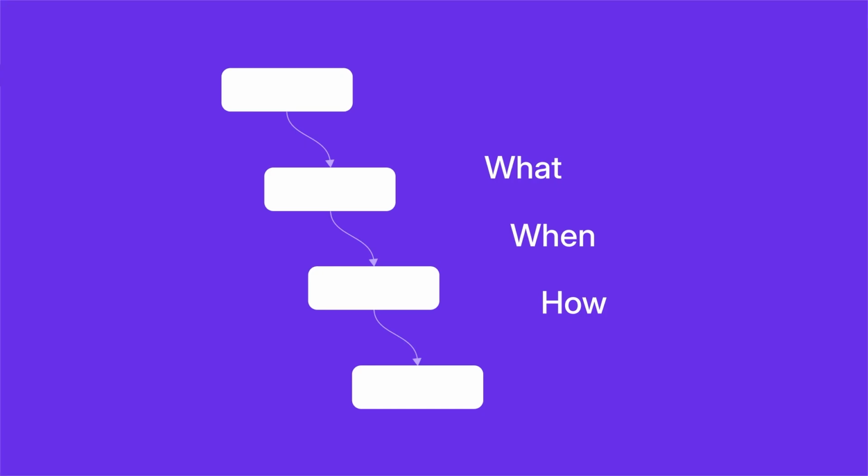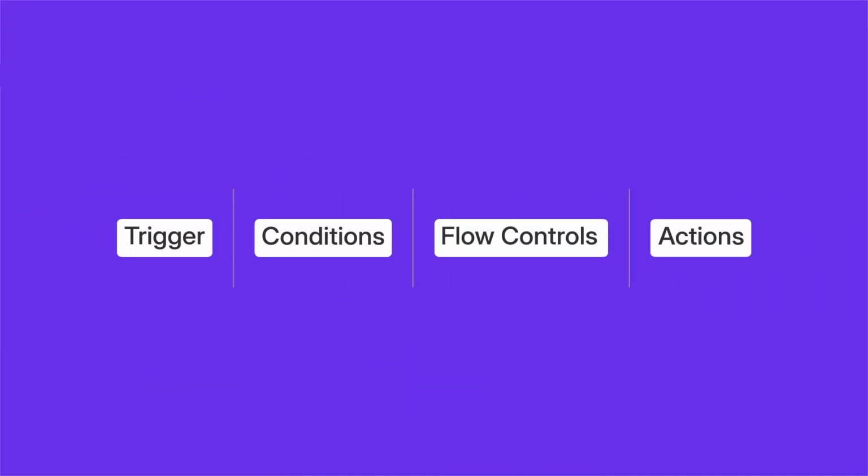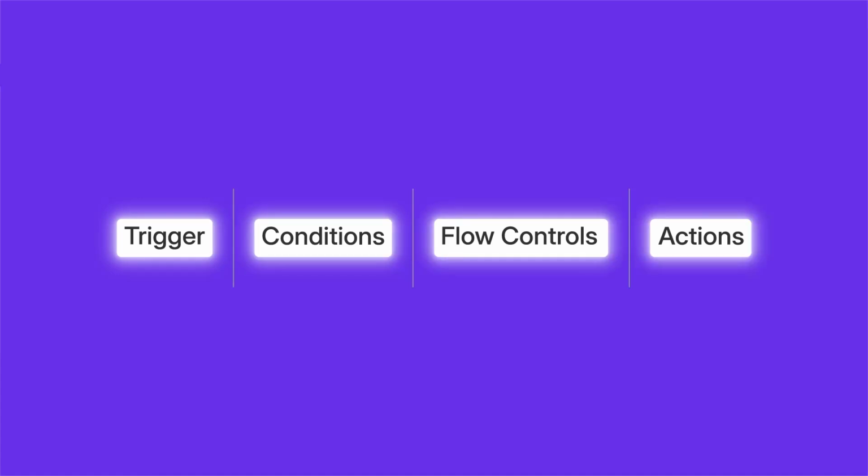To make this process easier and more logical, all nodes in Office 24 by 7 are grouped into four specific categories: triggers, conditions, flow controls, and actions. This classification helps users understand how each node functions, why it is used, and where it fits inside a workflow. Let's take a deeper look at these nodes.